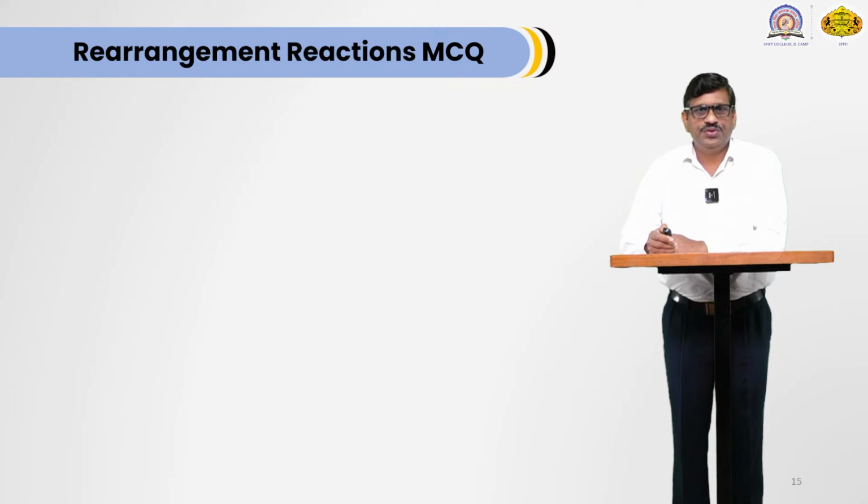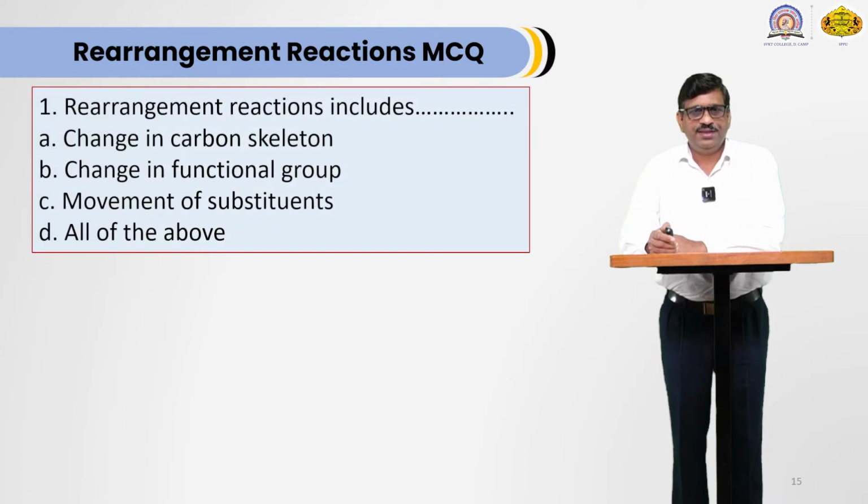Now we are going to start multiple choice questions based on rearrangement reactions. Let's see the first multiple choice question. Rearrangement reaction includes dash dash. Your options are change in carbon skeleton, change in functional group, movement of substituents, all of the above.